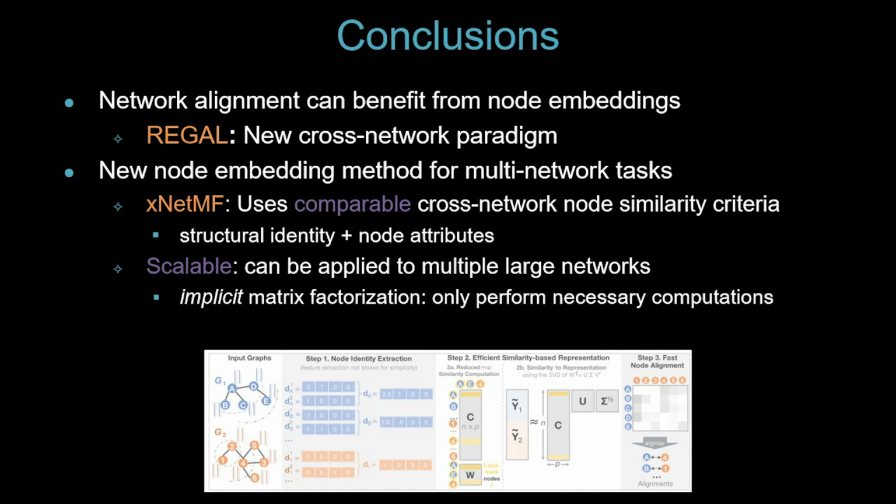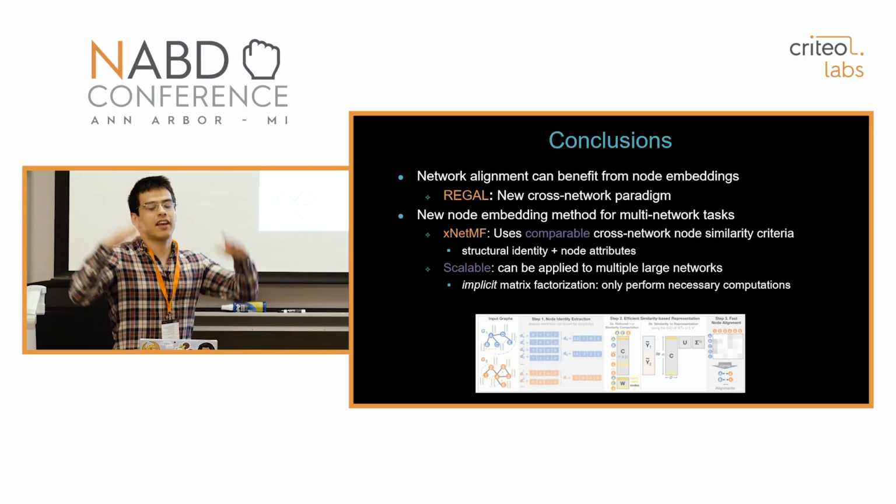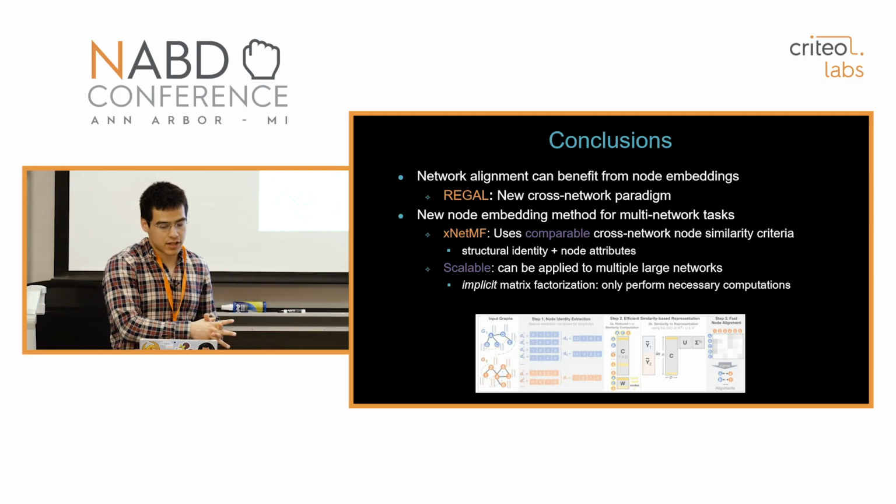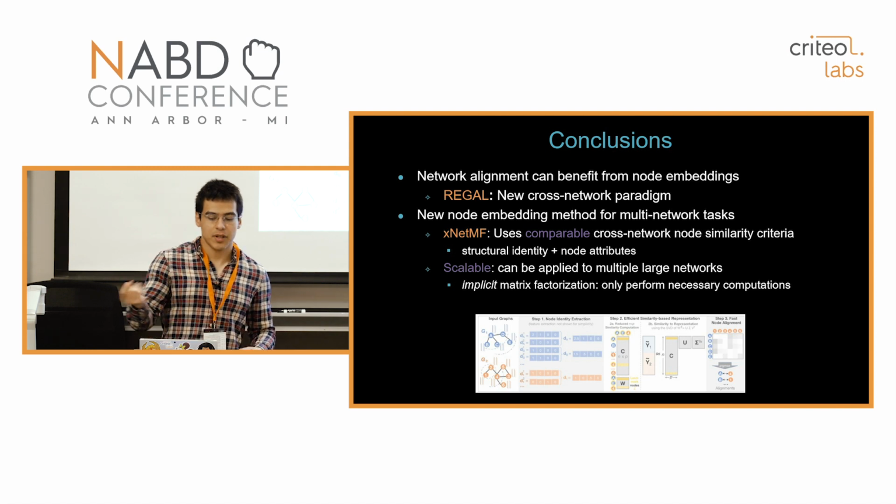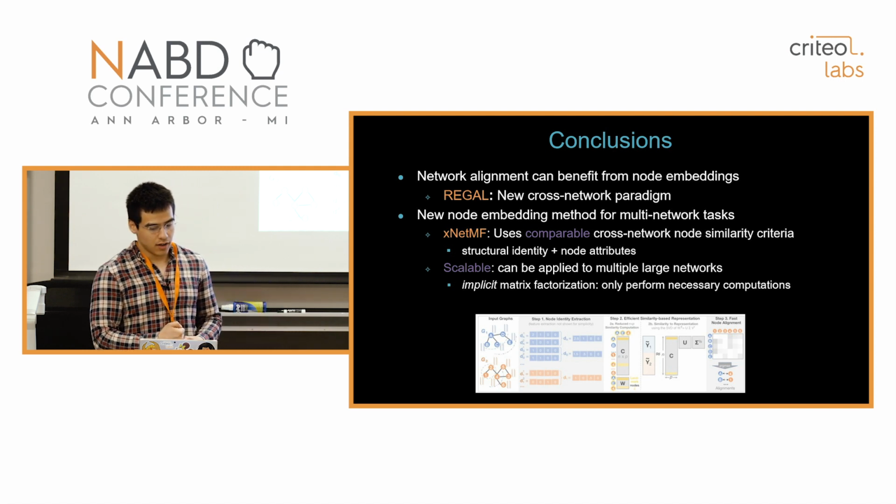All right, just to wrap things up, so we have a little bit of time for questions. Some of the conclusions you can take away are, so network alignment can benefit from node embedding or feature representation learning. What you should get from this, right, is that even if you don't really care about network alignment, it is yet another task that feature representation learning can be applied to with some benefit.